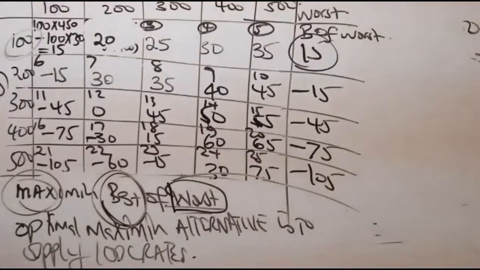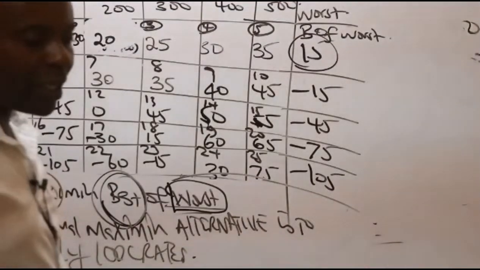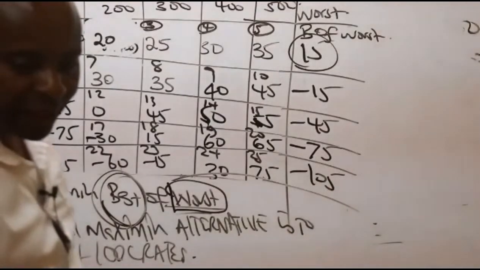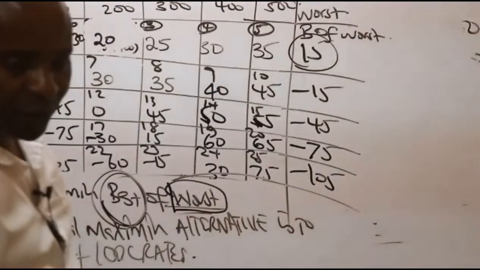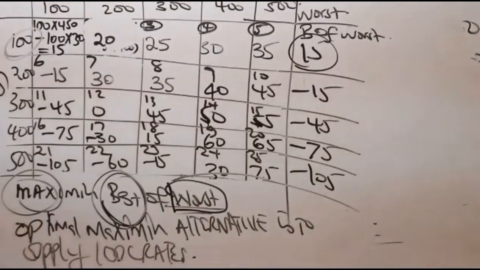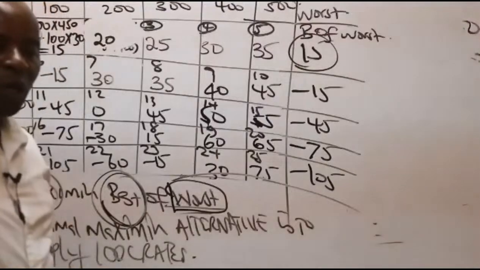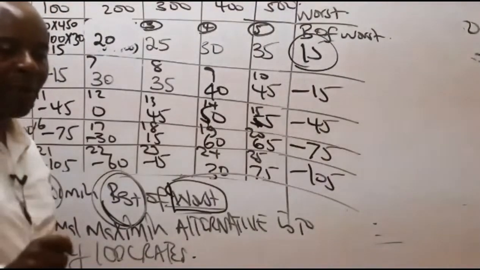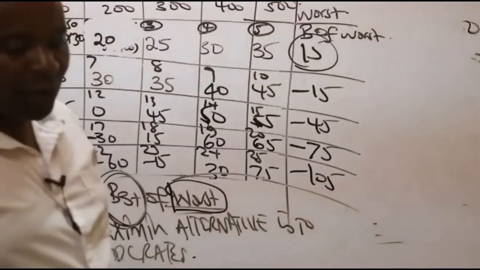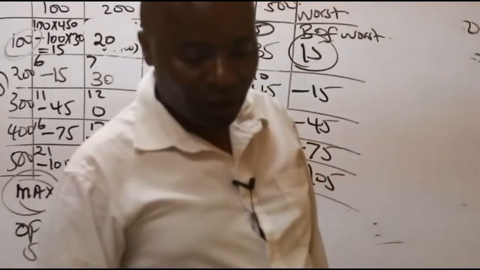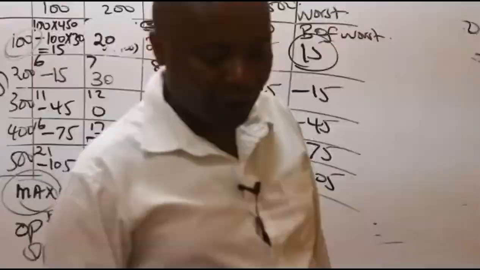Now, although they never asked us this, what if they wanted us to give them the best on the basis of EMV, expected monetary value? What would we have done? Of course, we would have needed probabilities. What do you think we should do to be able to get probabilities?